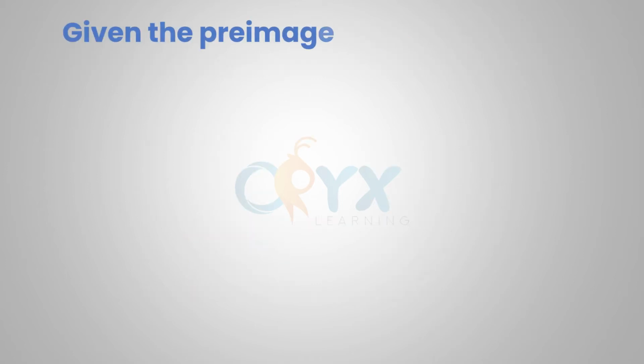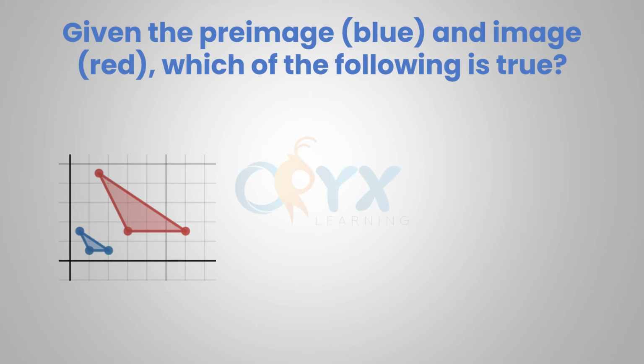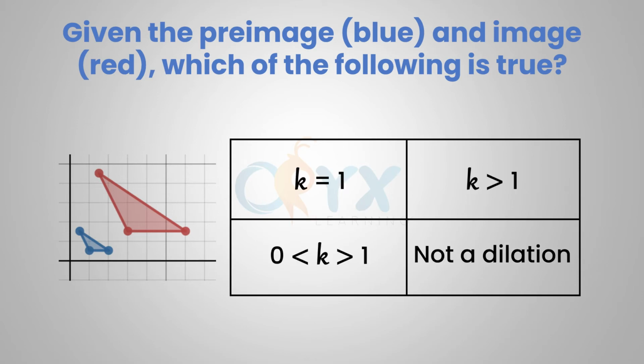Given the preimage in blue and the image in red, which of the following is true? So as we can see from the preimage, the blue image, to the red image, the figure becomes larger. A larger figure will result from a k value that is greater than 1. If the k value was equal to 1, the image and preimage would be the exact same size. And if the image is smaller than the preimage, that results from a k value that's greater than 0 and less than 1.